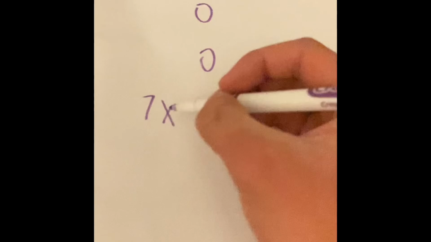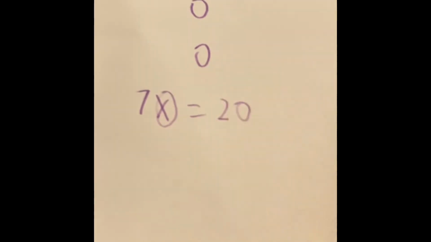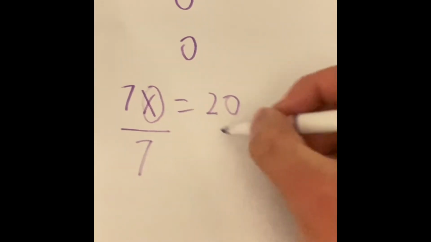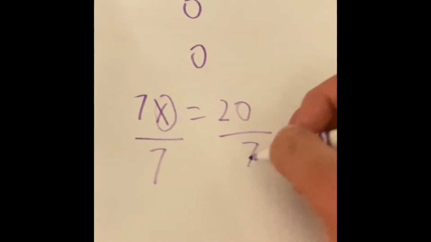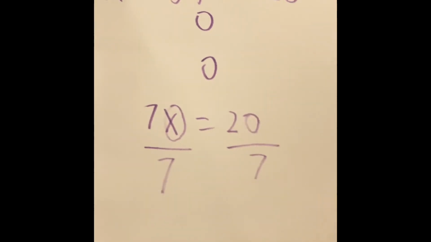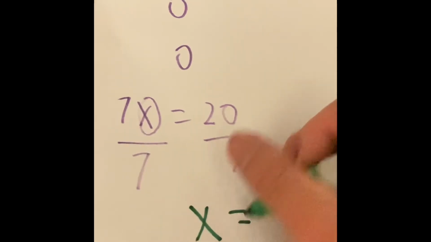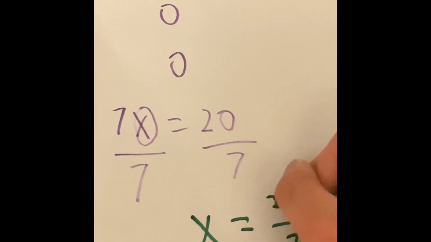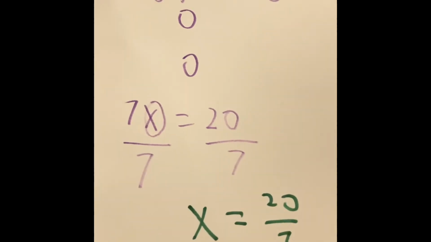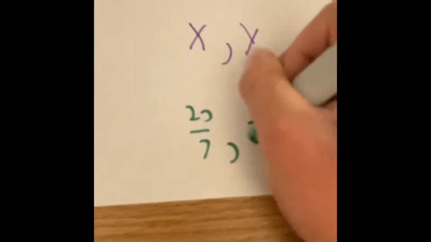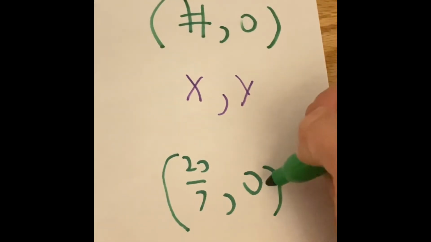When we try to isolate x, because we're trying to find the x-intercept, we have to divide this side by 7 and divide that side by 7, because we're trying to find what x is alone. When you do that, x stays as a fraction, equal to 20 over 7. So the x-intercept is the point 20 over 7, comma, 0, because it has a number as the x and a 0 as the y.